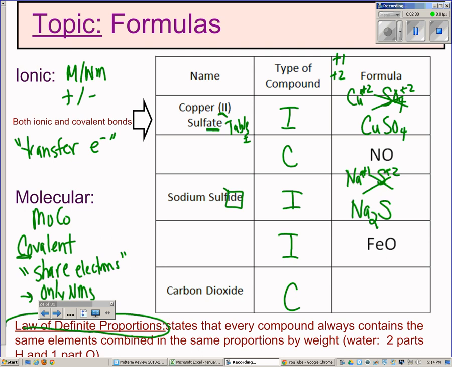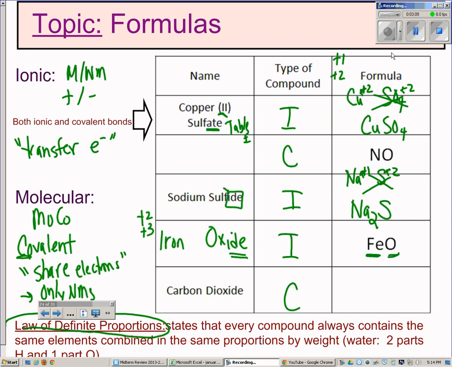Finally, we have FeO. Now, we need to write the name of FeO. So I write the name of iron first, the cation, and then I write the name of the anion second, oxygen. And remember, if it's only one single element, I change its name to IDE. It got married. Isn't it cute? Oh my goodness. But I have a problem. Iron can have either a +2 or a +3 charge. How do I know what charge this iron has?